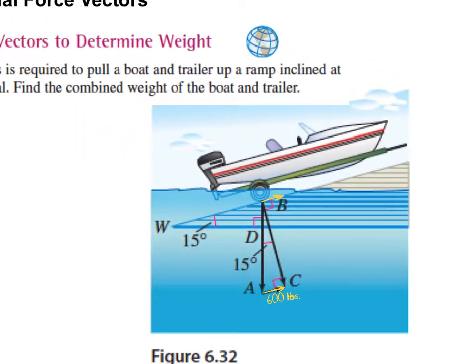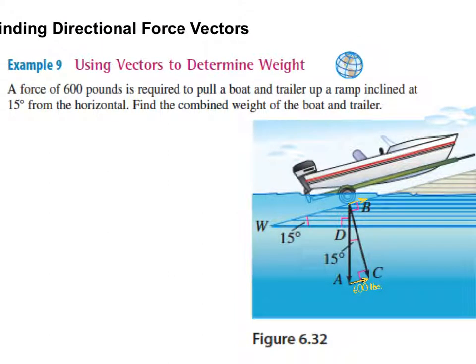Now, that's our 600 pounds. We are asked to find the combined weight of the boat and the trailer. Now, like we just said, weight is a force straight down. So what we're actually being asked to find here, the combined weight of the boat and trailer, is this vector right here. Okay, can you guys see that? Not really. Let's try this color. That's a little bit better. A little bit easier to see. Okay, so that's the vector, and we're actually looking for the magnitude of that vector.